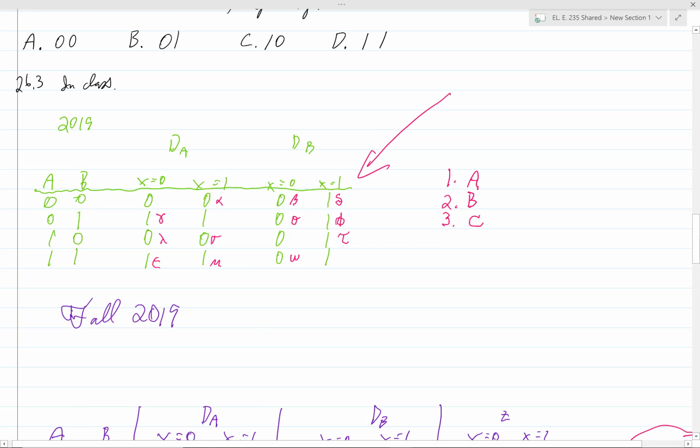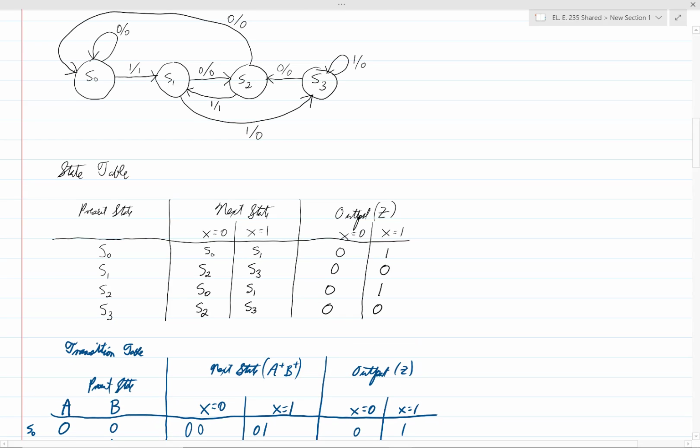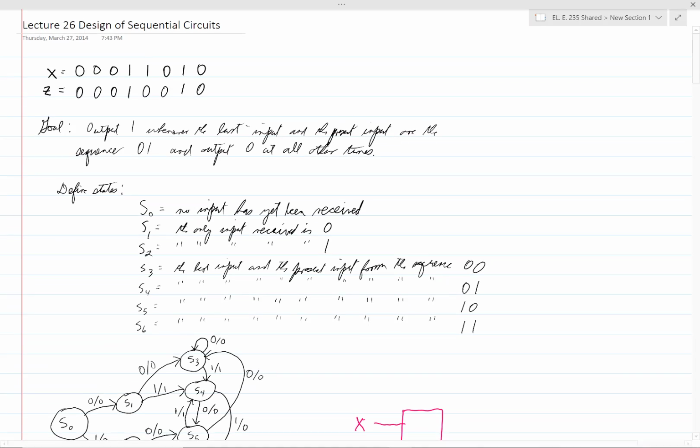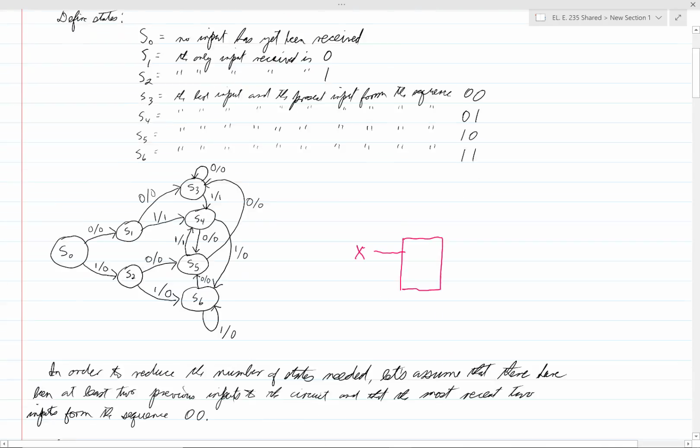In lecture 26, what we were dealing with is the problem described up here at the top. What we wanted to do was to design a state machine that would detect the sequence 0, 1. In other words, if the last input was 0 and the present input was 1, then the machine should output a 1. But for any other sequence, it should output a 0. So this is a detector. It detects this sequence 0, 1.